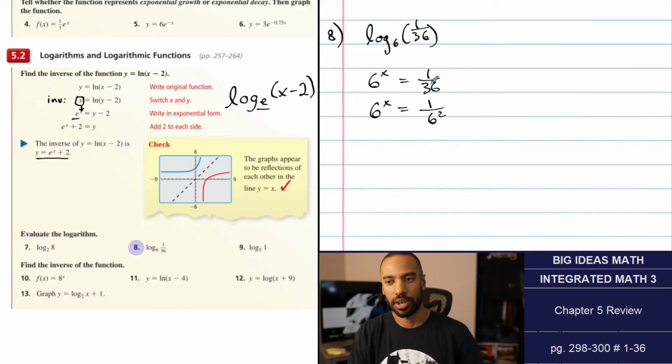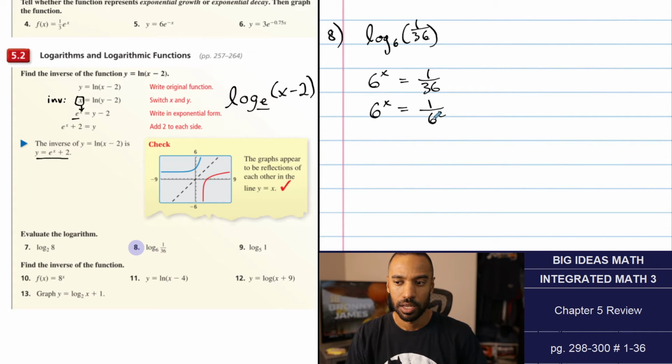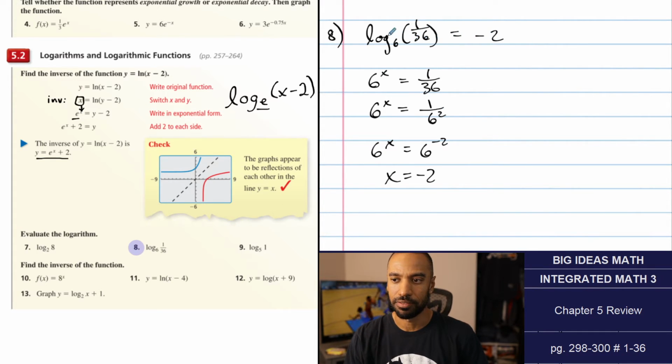The real question is, how can I match these bases up? How can I get, say, 6 to this power equals 6 to this power? I need to turn this into its negative exponent counterpart. 6 to the x equals 6 to the negative second power. Therefore, x is negative 2. And that answers the question. Log base 6 of 1 over 36 is negative 2.